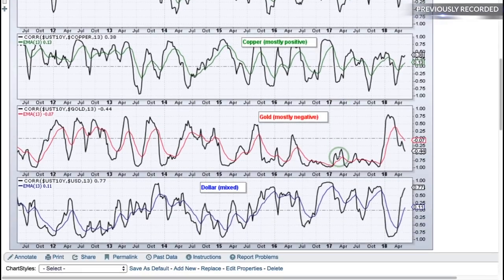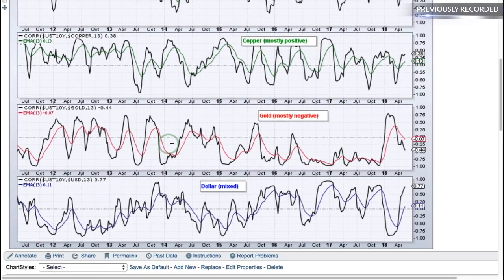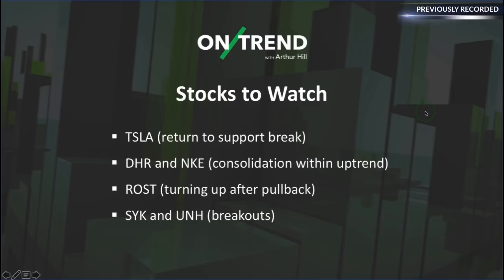Gold is mostly negative, especially since, say, 2014, maybe since 2015. Negatively correlated with Treasury yields. There, it went positive in the first quarter of this year, but now it's back negative. So gold may come under pressure if Treasury yields continue to rise. The dollar is mixed. It's negative the first couple of years here, positive for a year, negative for a year or two, positive. So I really don't know what the correlation is with the dollar because it's pretty off and on.